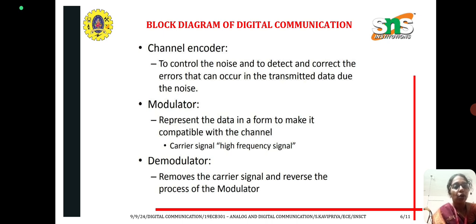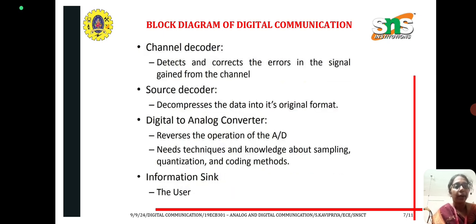And next is the demodulator. Demodulator is the reverse of the modulator. In the modulator, we combine the carrier signal and transmit, whereas in the demodulator, we remove the carrier signal from the message signal. Next is the channel decoder. The channel decoder detects and corrects the errors in the signal received from the channel. The source decoder decompresses the data into its original format. And next is the D to A converter. The D to A converter reverses the operation of A to D. It needs techniques and knowledge about the sampling, quantization and coding methods. And next is the information sink, which is the user.